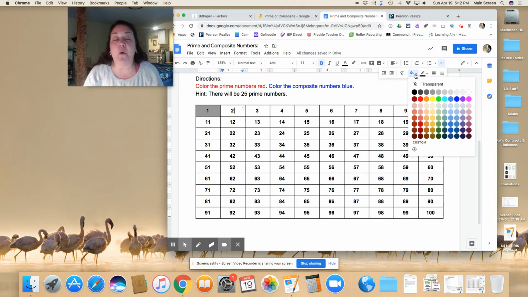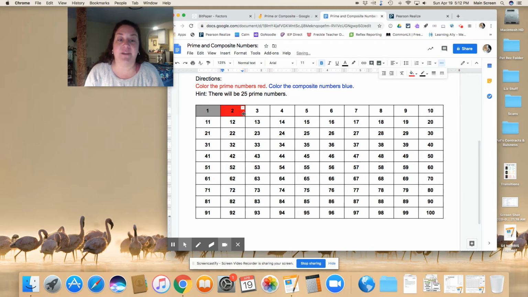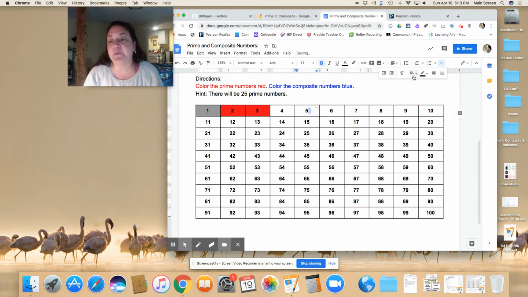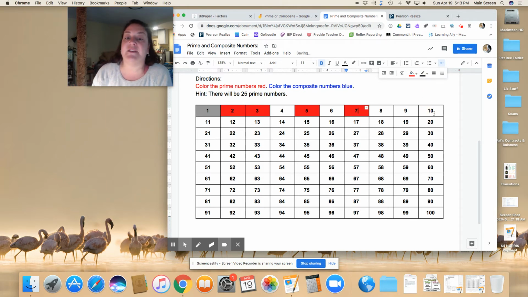We are going to make all prime numbers red. So I'm going to click on the red, and there we go. My 2 is a prime number. Okay, I also told you that 3 is a prime number, 5 is a prime number, and 7 is a prime number. Let's take a look at the other numbers in this row. 4 is not prime because I can do 1 times 4, and then I can do 2 times 2. So that makes 4 composite.